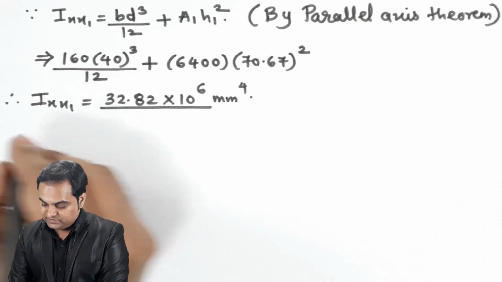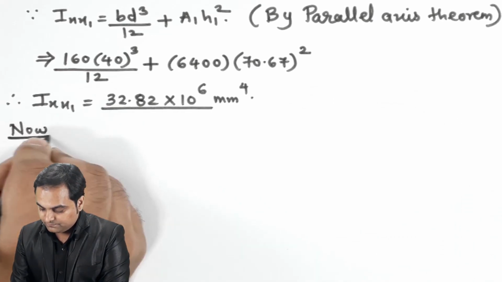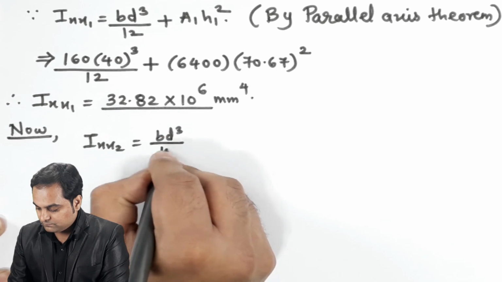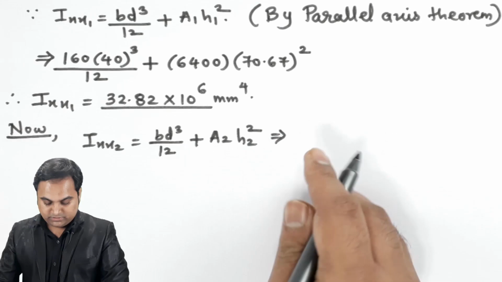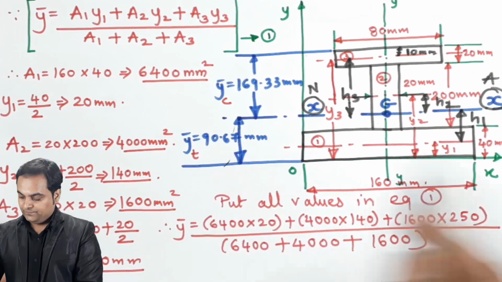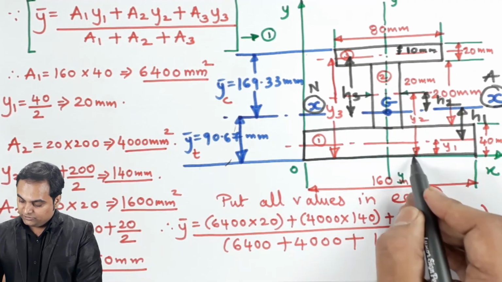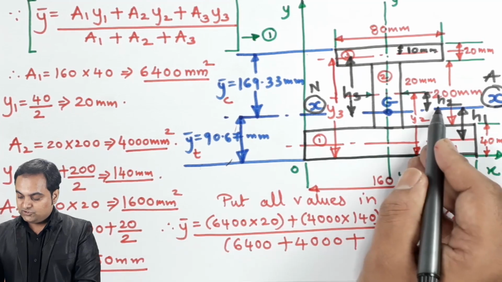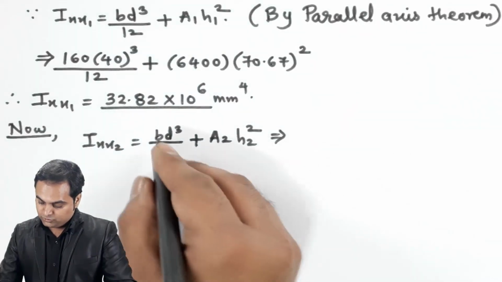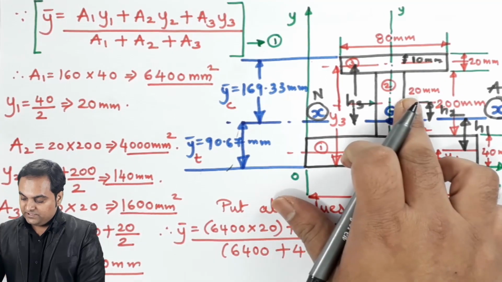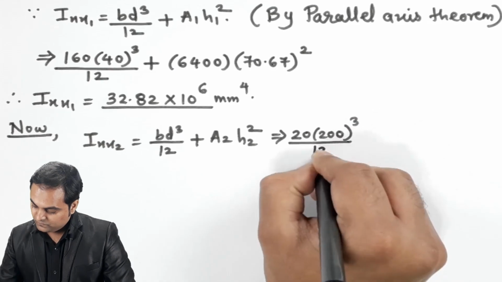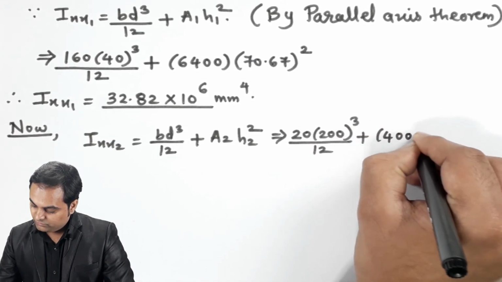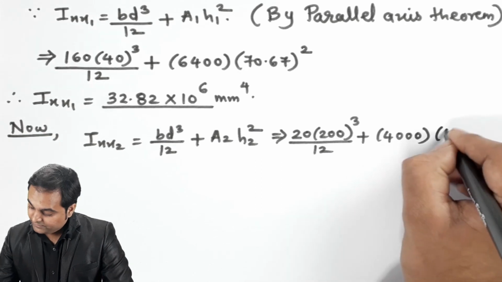After getting Ixx1, in a similar manner I'll go for Ixx2 by using the parallel axis theorem. Again now the axes are at different distances: the x-axis for the complete system and the x-axis for rectangle 2, which is at y2 distance. So there is an h2 distance between the two axes. For the second figure, B is 20 and D is 200. Area 2 is 4000, already calculated. The h2 value is 49.33.